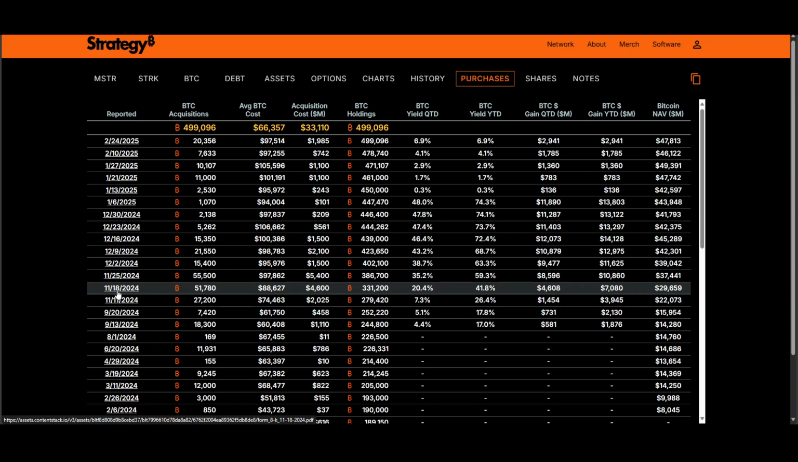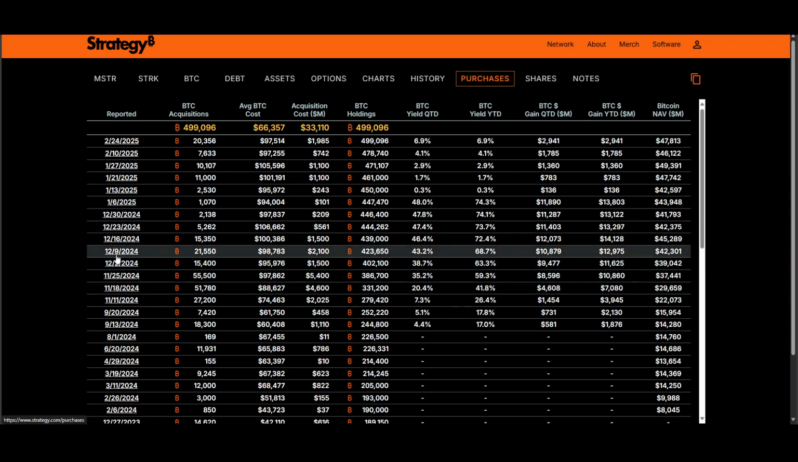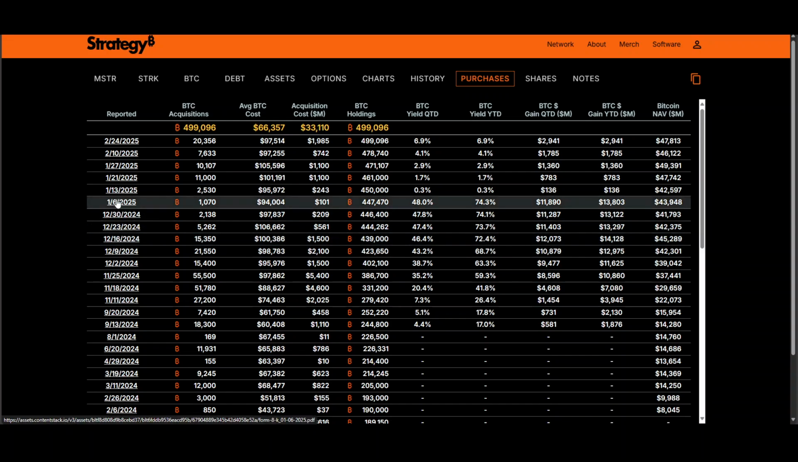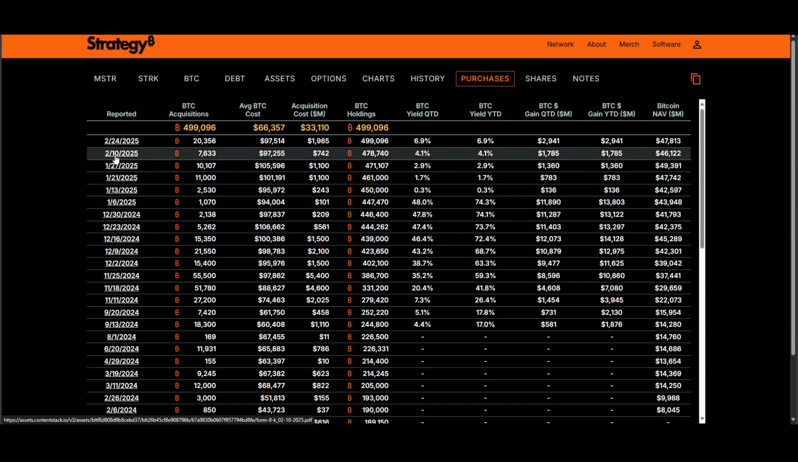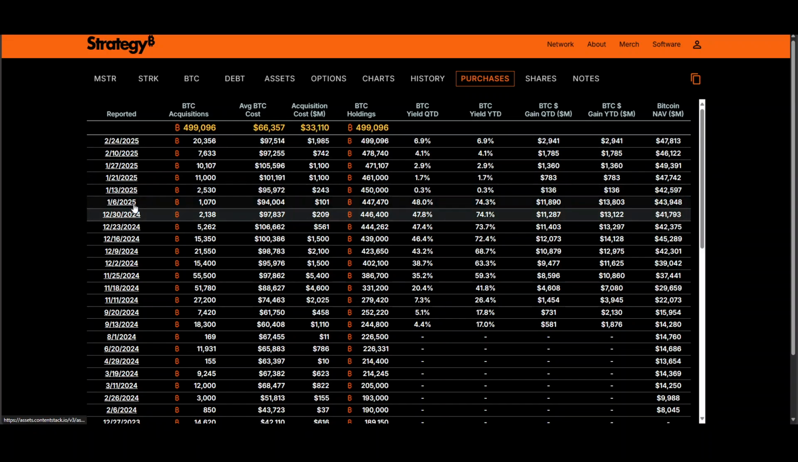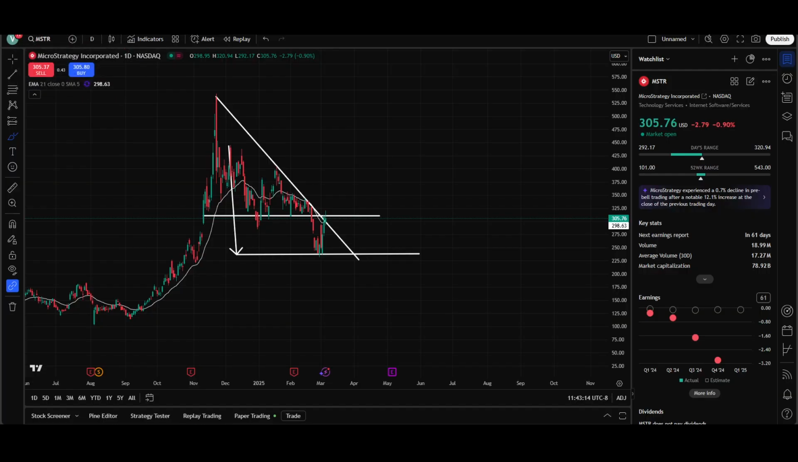And then 1118 another week later, 25 another week later, 25 to 2 a week later, then December 9th a week later, 16th a week later. So it kept on going week after week. And then the last time was February 24th. So this upcoming Monday or soon will probably be around 2 weeks. So I'm expecting another 10,000 Bitcoin purchase for MicroStrategy.